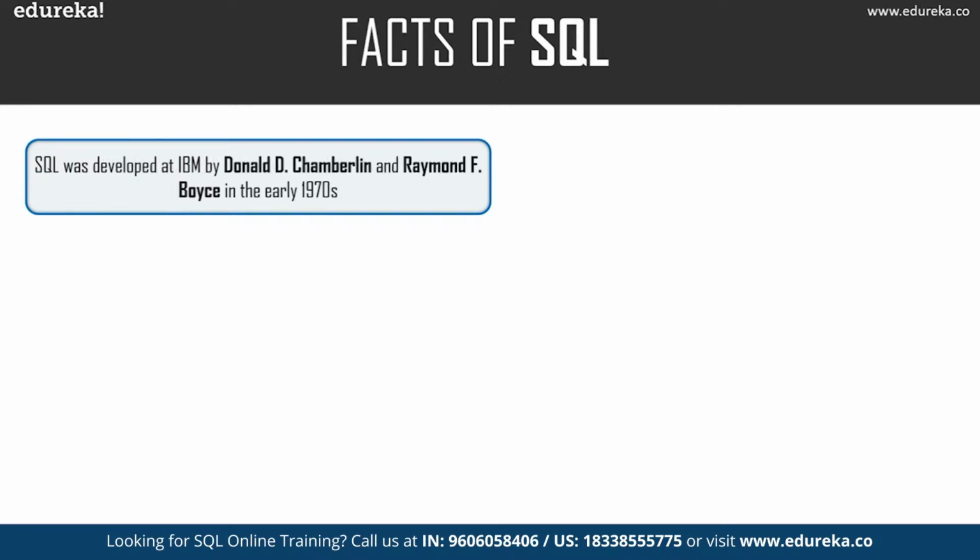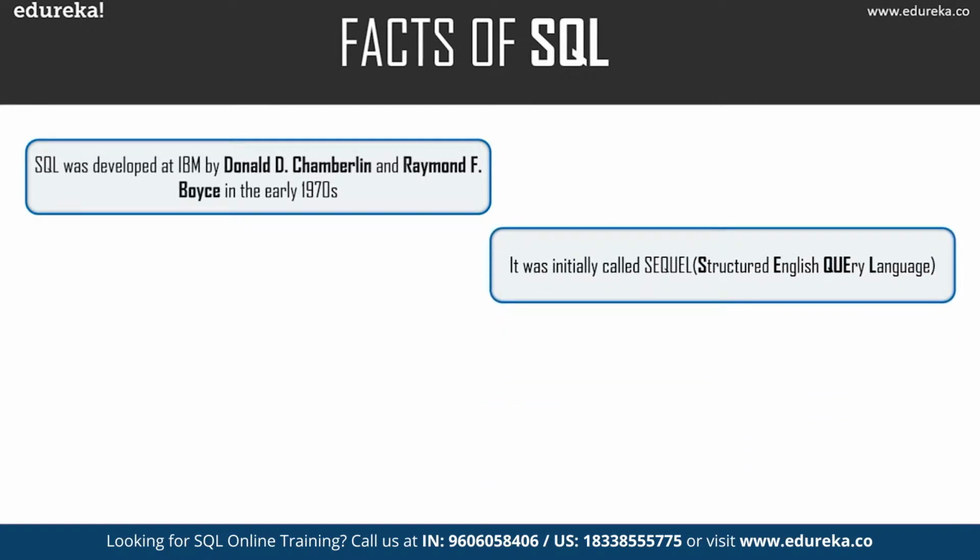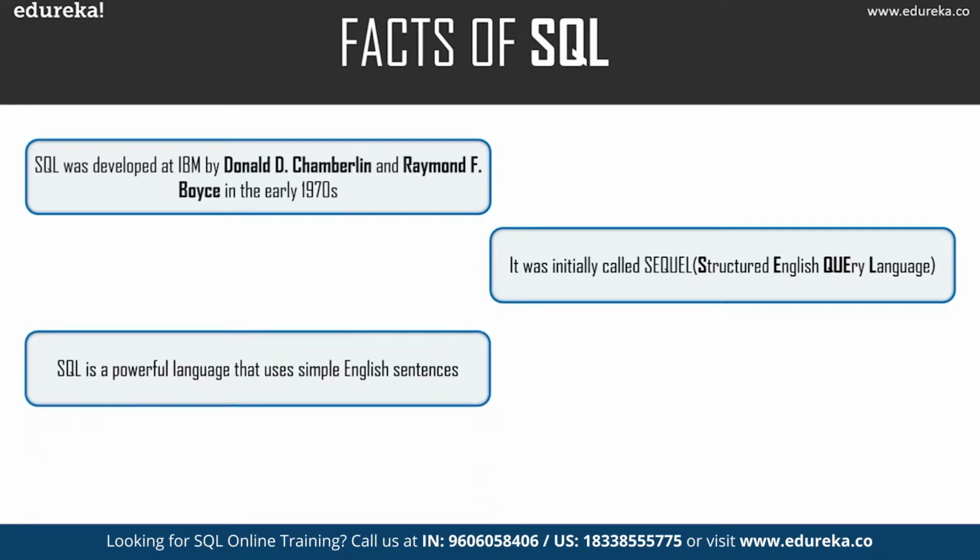SQL was developed at IBM by Donald D. Chamberlain and Raymond F. Boyce in the early 1970s. It was initially called SEQUEL, that is, Structured English Query Language. But later it was changed to SQL because SEQUEL was a trademark of a UK-based engineering company. SQL is said to be a powerful language. The reason for that is it uses very simple English sentences and also uses very few lines. It uses common words such as select, insert, update, and many more to perform its core functionalities.